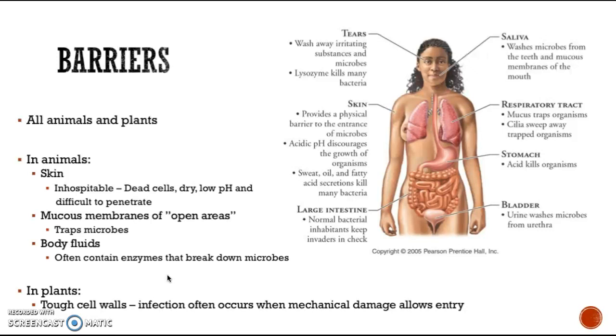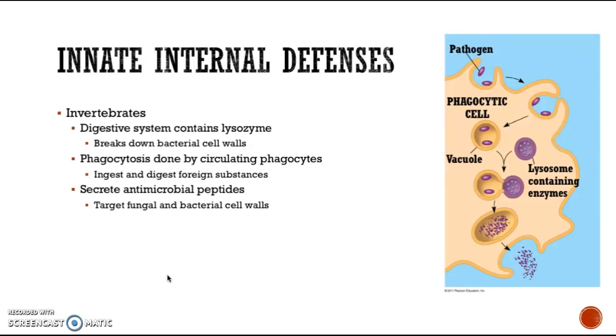In plants, we can think about the fact that they have really tough cell walls, and in fact, infection is only going to ever occur in plants if there's some kind of mechanical damage that breaks away the cell wall. So for example, when you're harvesting certain crops, you can introduce mechanical damage, and that can allow pathogens in. There's a lot of different insects that will eat away at parts of the bark of different trees, and that mechanical breakdown of the cell wall can let bacteria or viruses in. Okay? All right, so now switching gears to the innate internal defenses.